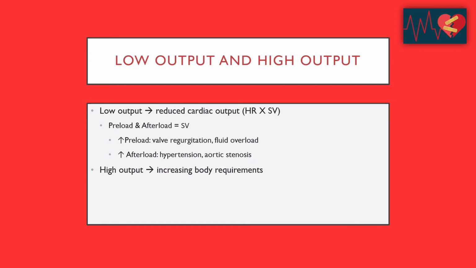Increases in preload because of fluid overload or valve regurgitation, where there's a backlog of blood in the chamber, means that there's an increased stretch in the muscle fibers and not as much blood can be pumped out. Increased afterload because of hypertension or valve disease such as aortic stenosis creates greater resistance for blood coming out of the ventricle and also means that there's a reduced cardiac output.